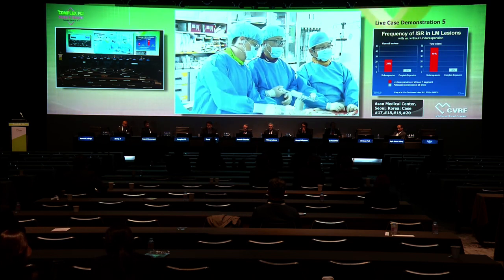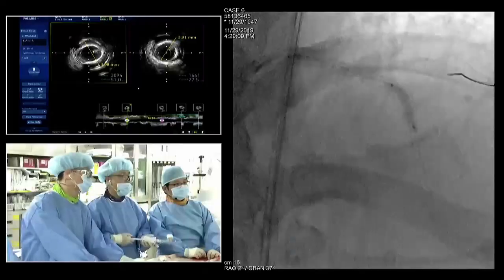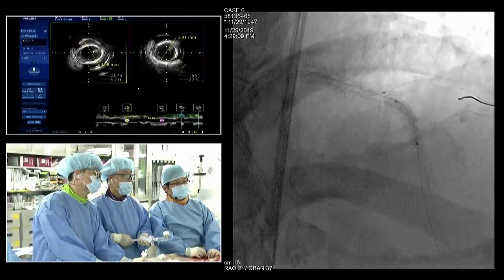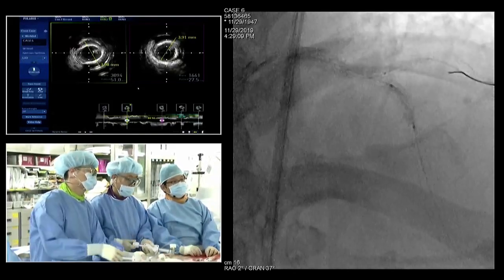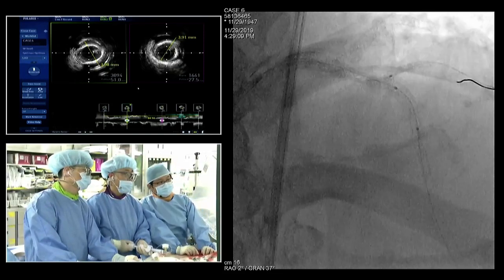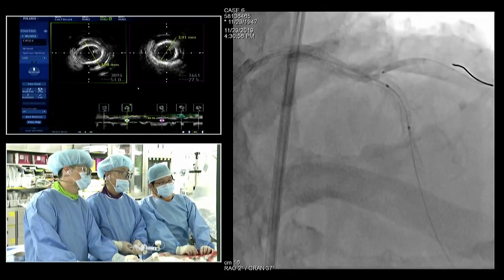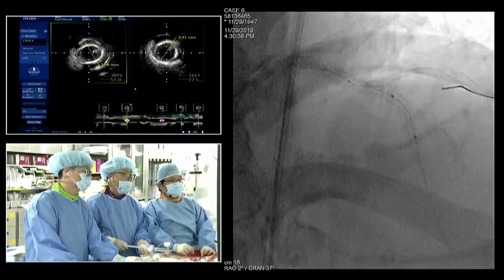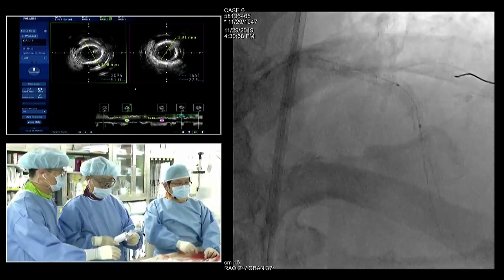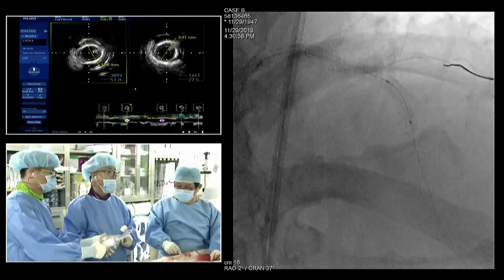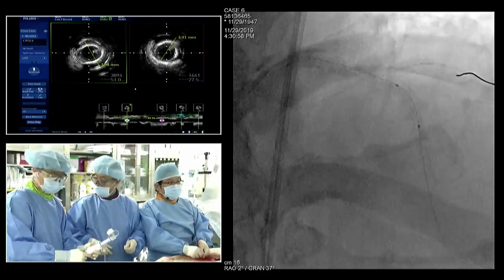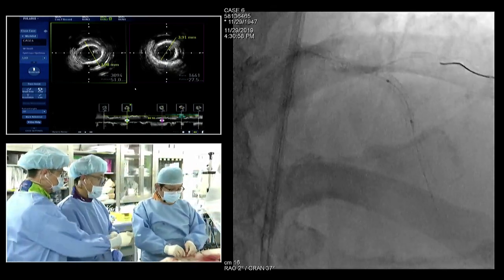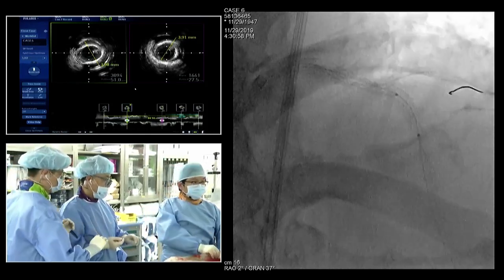Okay, this is the final step, the kissing balloon. This is deflation, 1.5. Okay, go. 6, 8, 10, 12, 14, 16. Deflation. What size for the diagonal branches? Okay, good. This is 1.5. A 2.25 stent balloon, please. You have to change. So we remain with just the final kissing balloon step.